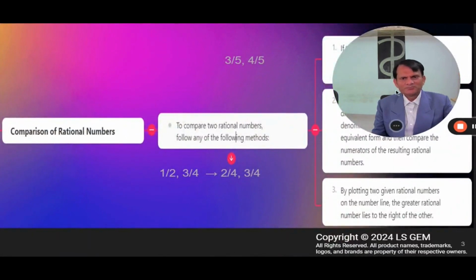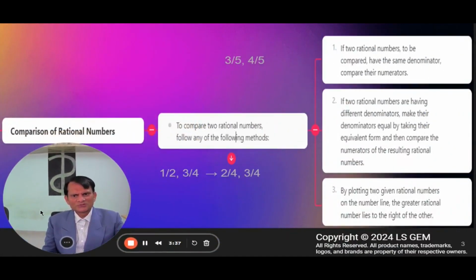Let us see how we compare two rational numbers. If two rational numbers have the same denominator like 3 by 5, 4 by 5, just compare their numerators like 3 and 4. So if 4 is bigger, this 4 by 5 is bigger. If two rational numbers have different denominators, make their denominators equal by taking their equivalent forms and then compare the numerators of the resulting rational numbers.